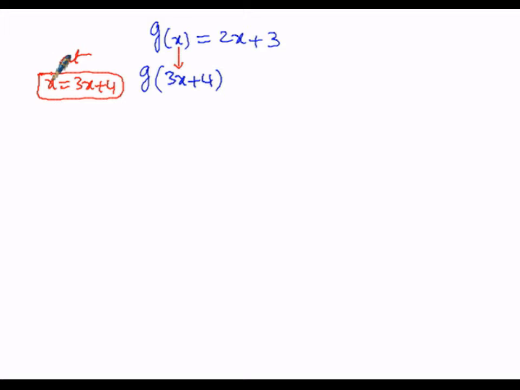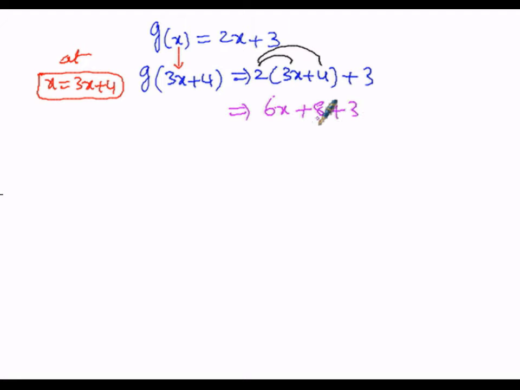The next logical step: 2 into the x value, which is 3x plus 4, then plus 3 must be copied as it is. Each and every term of this binomial must be multiplied with this 2. So 2 into 3x is 6x, plus 2 into 4 is 8, then plus 3 copied as it is. These two are like terms. Let us simplify further.